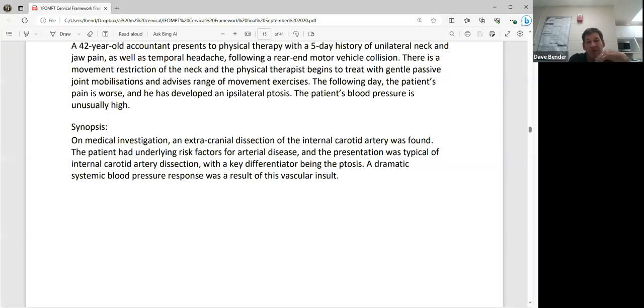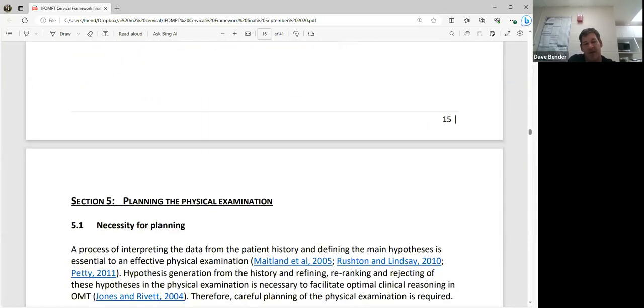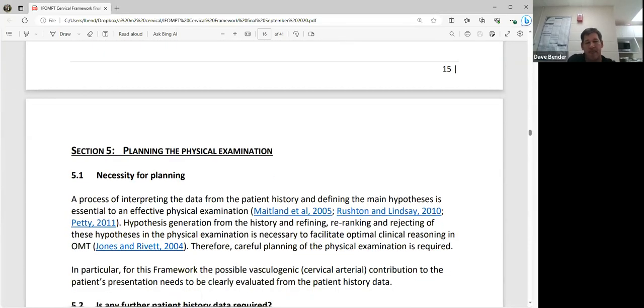Oftentimes when they get it, your symptoms start getting worse. You hear those chiropractic studies, and I'll pull one or two of those if you want, just to see how they present. It's usually right afterward they were dizzy, they felt off, they got progressively worse. I don't think it's terribly delayed. There's an acute change, and it gets worse. And again, here the key differentiator was the ptosis and the dramatic blood pressure response as a result of the vascular insult, but in that case there wasn't any real pre-warning for it.